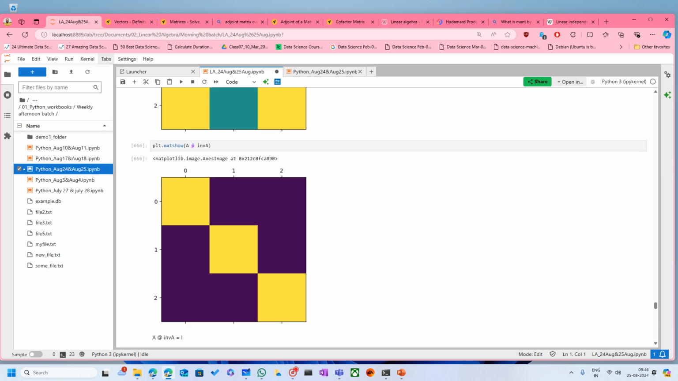Is this clear? Inverse of matrix. Yes. Okay. Yes, yes. Okay, all right.